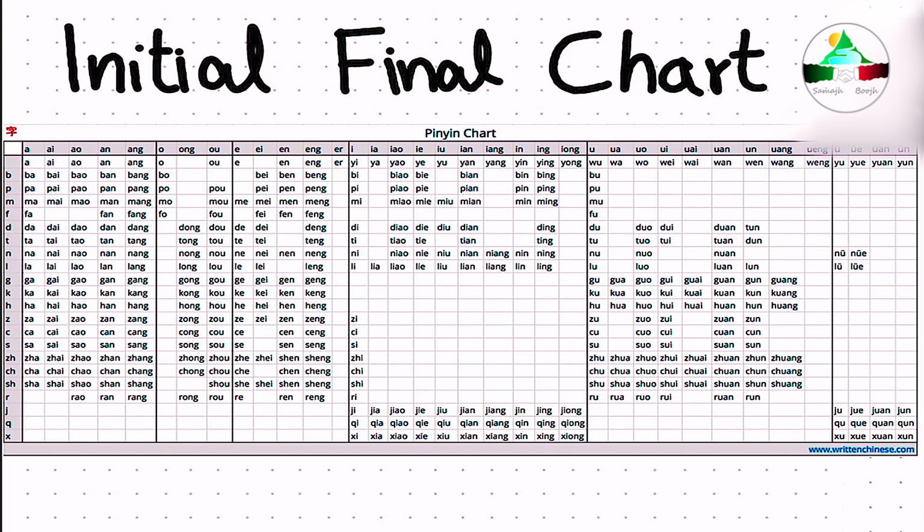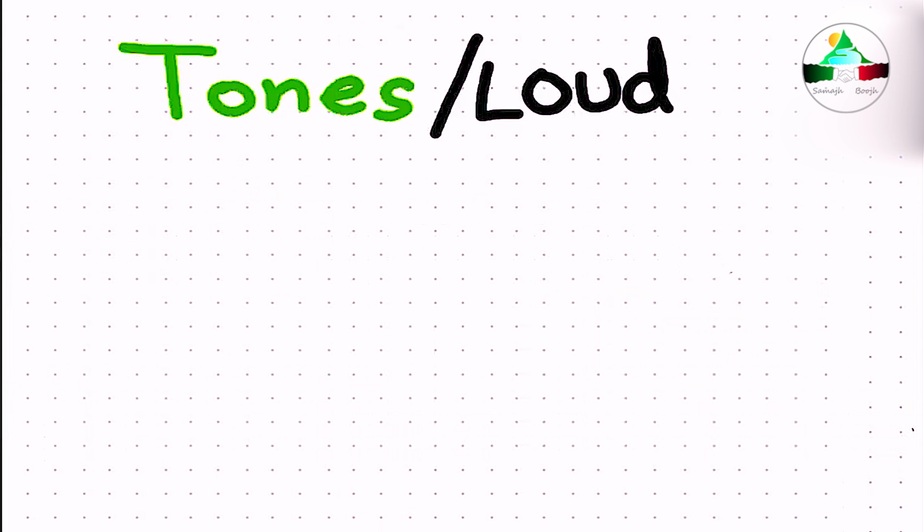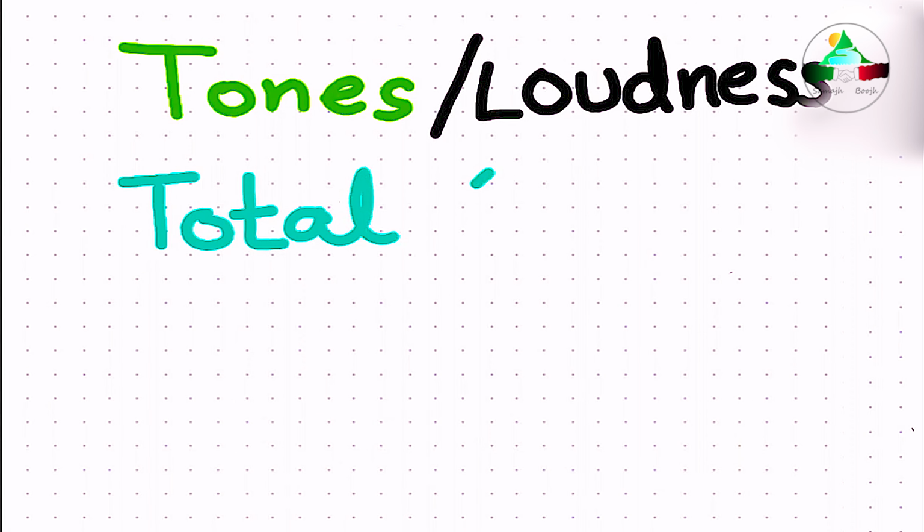Similarly, we cannot use finals starting with I and Ü with other 10 initials, namely G, K, H, Z, C, S, Zh, Ch, Sh and R. And Zh, Ch and Sh are specific for finals starting with A and E. Later we shall discuss initials and finals pronunciation in detail.